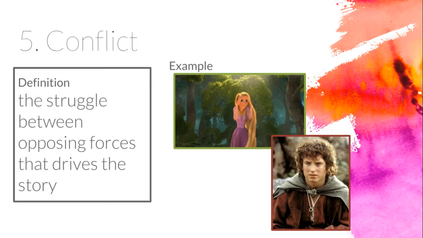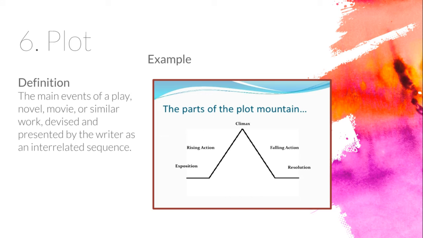Conflict. So the struggle between opposing forces that drives the story. There may be a bunch of different conflicts. In Tangled, she needs to find out where she's from and get to the castle. And Frodo, if you're a Lord of the Rings guru, he is just trying to get rid of the ring. So that's the main conflict in the story, trying to get rid of the ring. But there might be multiple conflicts within a story, not just one.